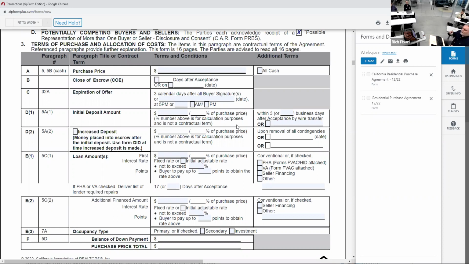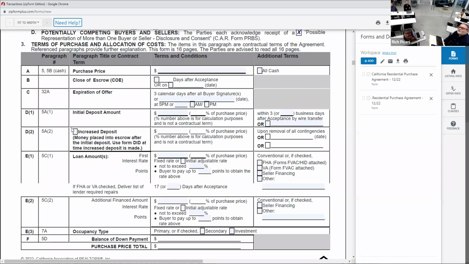This is the only place in this contract that works on business days. Within 3 business days after acceptance, and it defaults to wiring to escrow. So everything else is calendar days. This is the only thing that is business days. And no, Saturday is not a business day for banks, because some banks are open. It doesn't count as a business day. So that is the initial deposit.